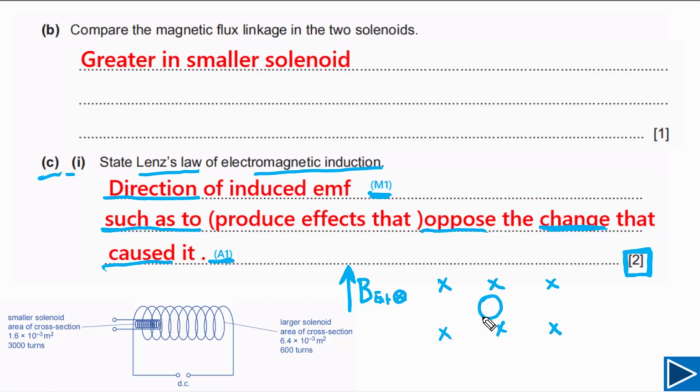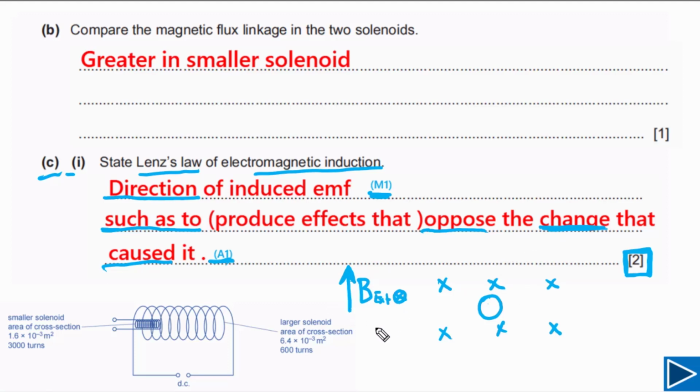But this loop doesn't like the change in magnetic flux, so it opposes the change. So this is what is meant by oppose the change. Now what is the change here? Magnetic flux is increasing. So this loop will produce current, meaning current will be induced in this loop, or you can say EMF will be induced. In this case, EMF and current, because this is a complete loop. So current will be induced in this loop in such a way that it will produce its own magnetic field that will oppose the change, meaning that will try to reduce the external magnetic field.